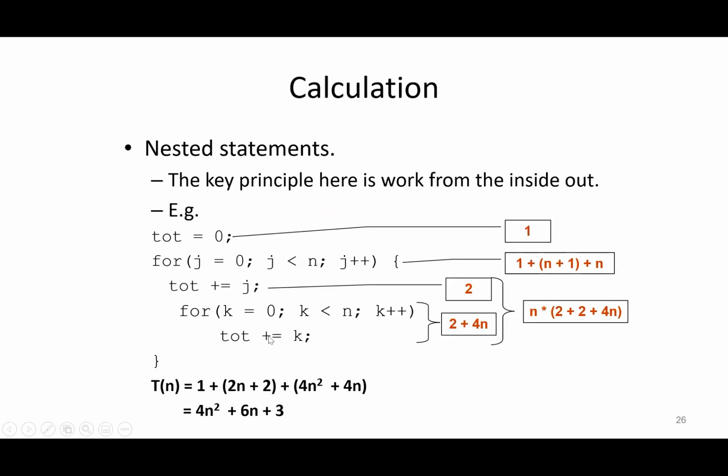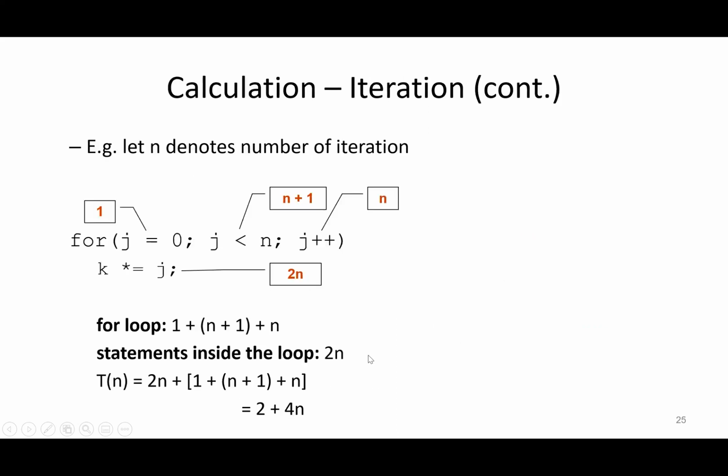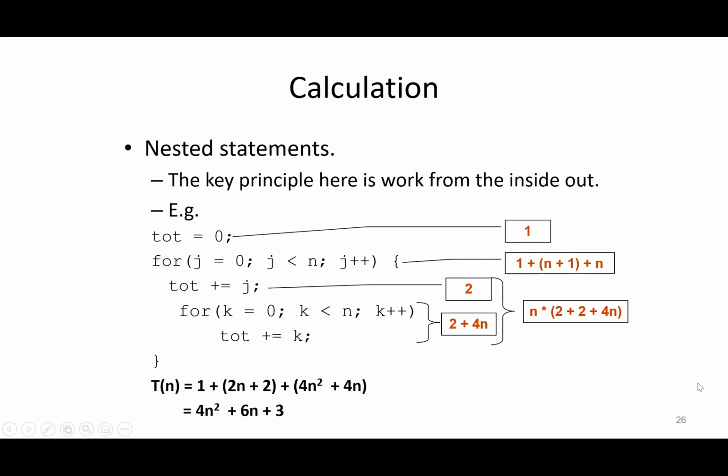Okay, just that here is plus, and here we use k only. So this part here will require us 2 plus 4n, like the previous one, right? So we know we add up the total operations inside this for loop here, it will be 2 plus 2 plus 4n, right?